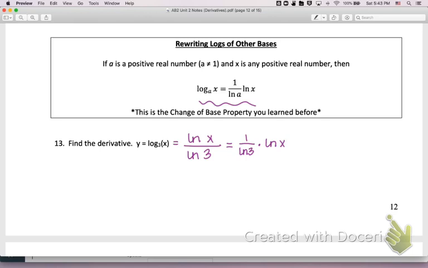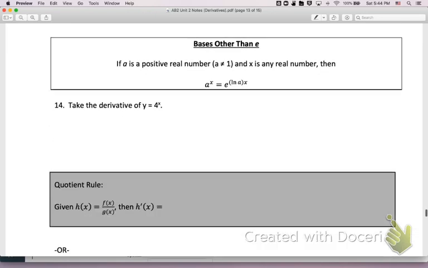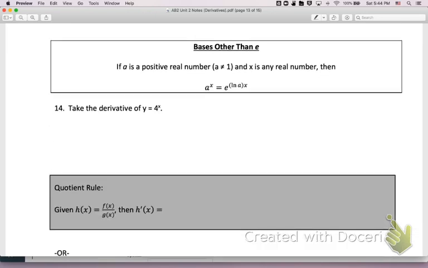And so y prime then would come out to be 1 over the natural log of 3 times the derivative of natural log, which is going to be 1 over x. And so I'll just stick my x in front there. That's going to be our derivative. We can use similar properties if we have a base other than e when we take the derivative.